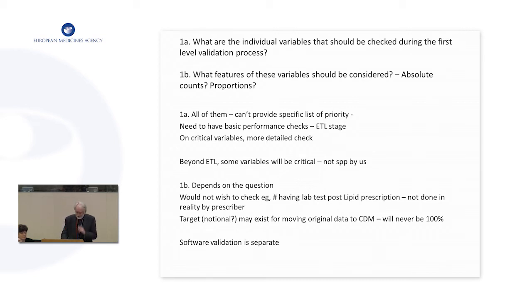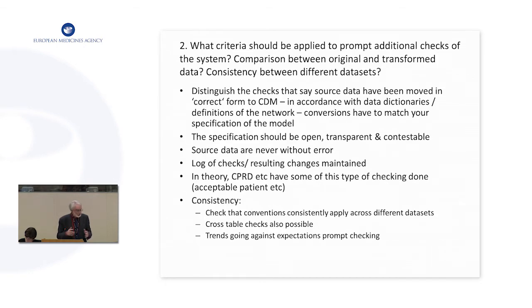I think we wanted to distinguish, and we thought that John's description of validation occurring in 4 quadrants was quite helpful, and software validation we saw as separate from the CDM. What criteria should be applied to prompt additional checks? And one of the things that we wanted to distinguish was the idea that the source data had been moved in correct form in accordance with data dictionaries or definitions, and that was something that was very simple to say: it must be done, and that had to be done very carefully.